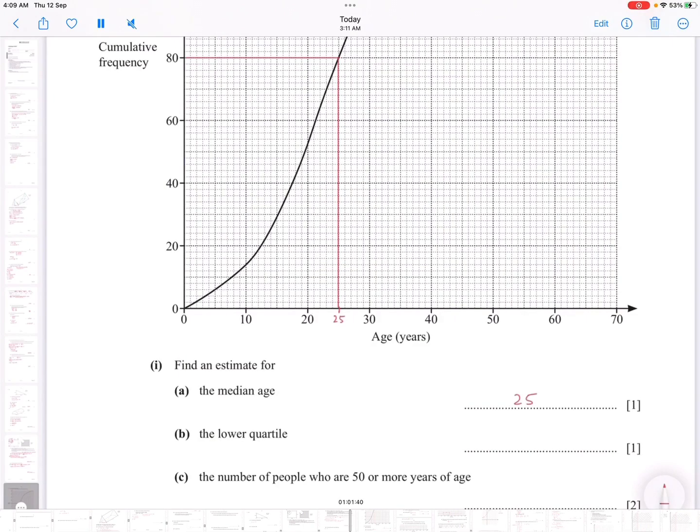Okay, next is the lower quartile. The lower quartile is 1/4 of the total cumulative frequency given. So 1/4 of 160 is 40. This is not your actual answer. You have to go on the graph from 40, go towards the curve and come down to the x-axis and read this value. This is 15.5.